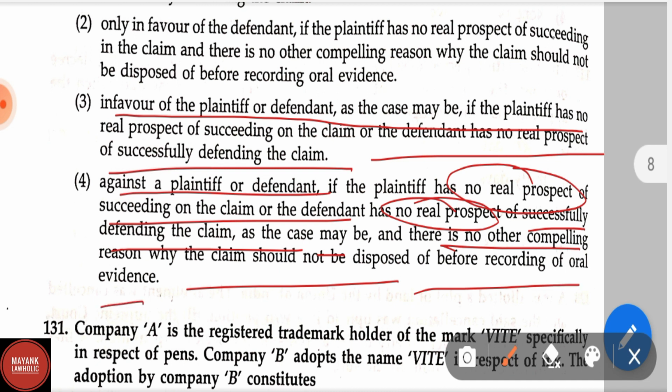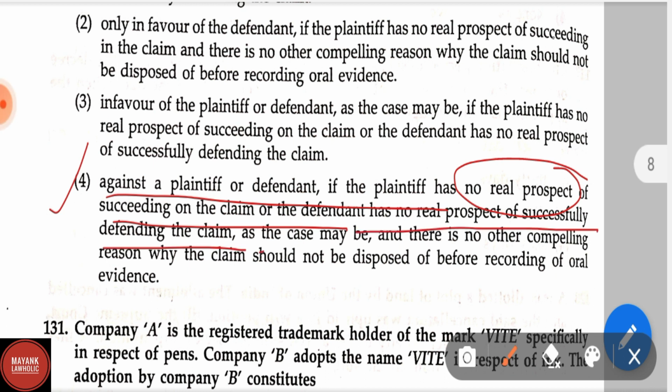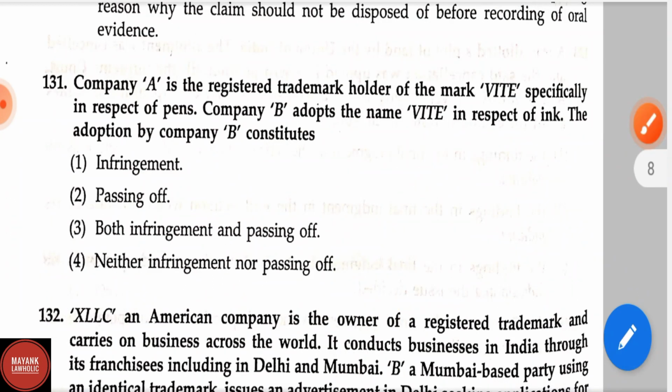In this question, the correct answer is option number 4, against a plaintiff or defendant if the plaintiff has no real prospect of succeeding on the claim or the defendant has no real prospect of successfully defending the claim as the case may be, there is no other compelling reason why the claim should not be disposed of before recording the oral evidence. Now let us see the question number 131.